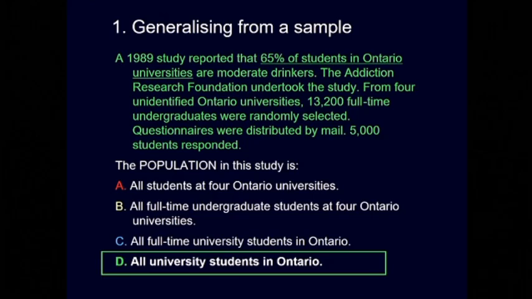The study reported that 65% of students in Ontario universities, so all Ontario university students, not just the 4 that the sample came from. That's the population they're trying to generalise to. Now you might say, but actually they've got no right to generalise to all university students in Ontario, because there might be something special about the 4 universities they chose. So perhaps they should only have tried to generalise to that. In fact, they tried to make a broader generalisation, which is why I chose D.